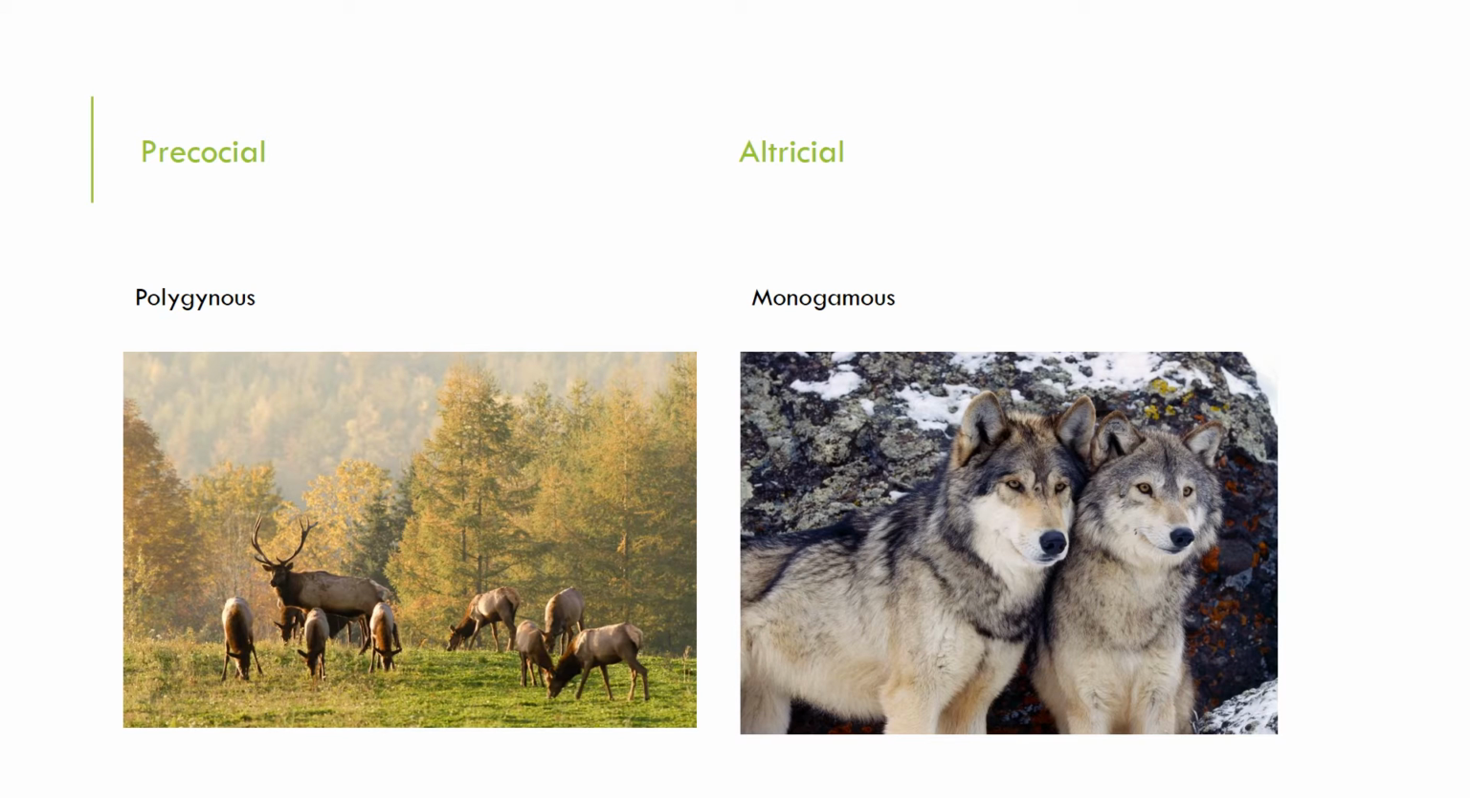Alright, typically in precocial species, you'll see a polygynous mating system, which means that one male has many females to mate with. The precocial young tend to come out in small litters, whereas an altricial typically involves monogamous species, whether they're monogamous for their life or just for that particular mating season. They'll have large litters.